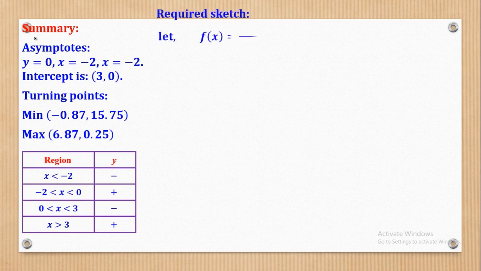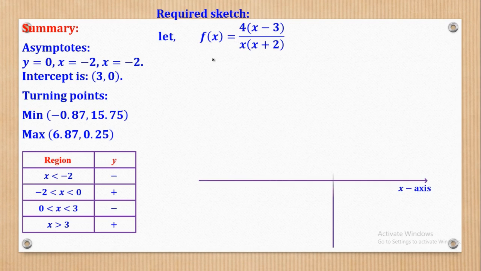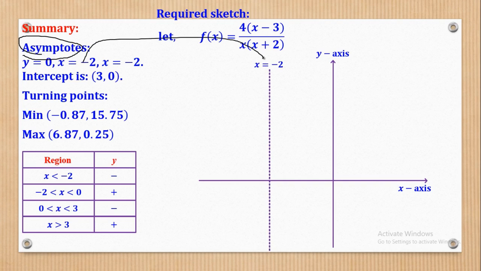For the required sketch, let f(x) be this expression given, and we shall see why I'm calling it f(x) towards the end of the sketch. To sketch, you first put the horizontal and vertical axes and label them. This labeling is a must: x-axis and y-axis. The next is to show the asymptotes. The first one will be x equals negative 2.